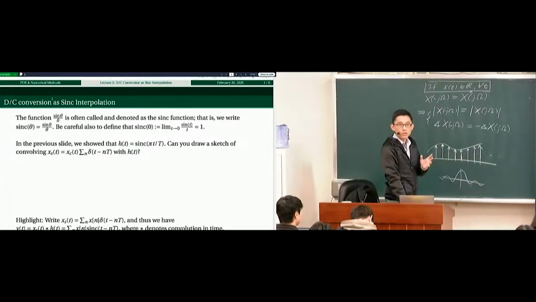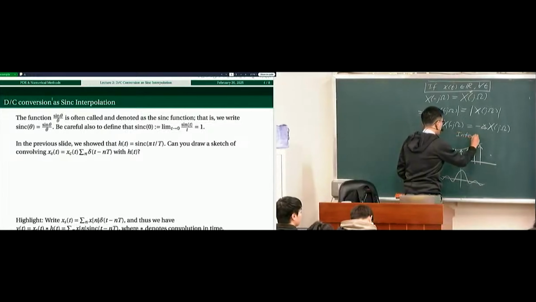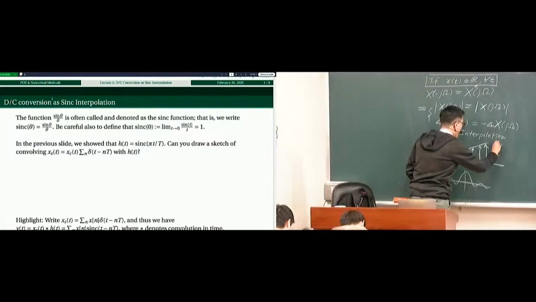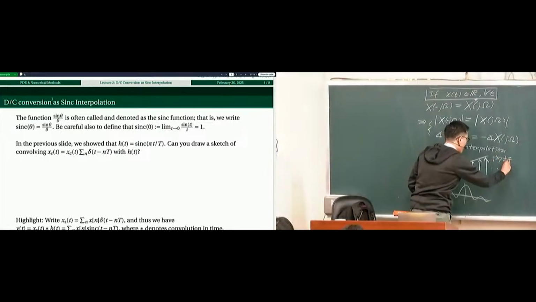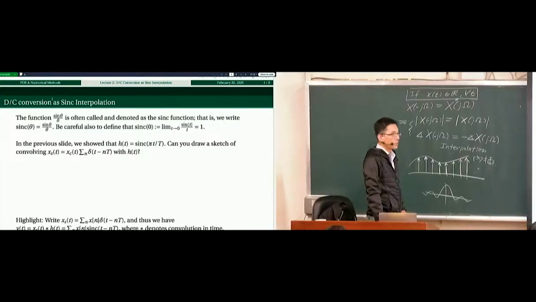Interpolation in Chinese is 内插. So we argue that this can be regarded as nothing but just interpolation. Just interpolation, that we'll figure it out.